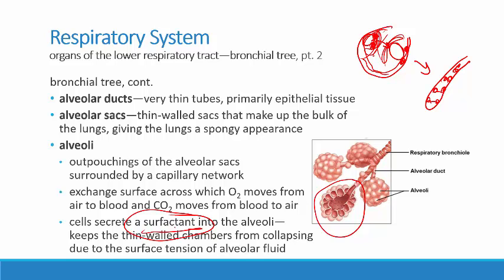Okay, so there you have it. The structures of the upper respiratory tract, the lower respiratory tract, and some information about the functioning of the respiratory system. If you have any questions, you know how to reach me.